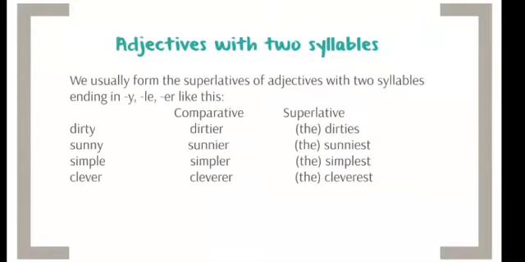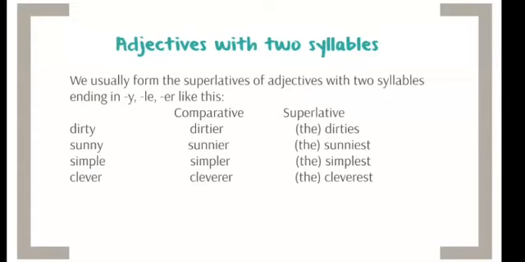So let's continue. Another rule about adjectives. What about adjectives with two syllables? We usually form the superlative of adjectives with two syllables ending in -y, -le, -er like this. We have some adjectives here: dirty, sunny, simple, and clever.